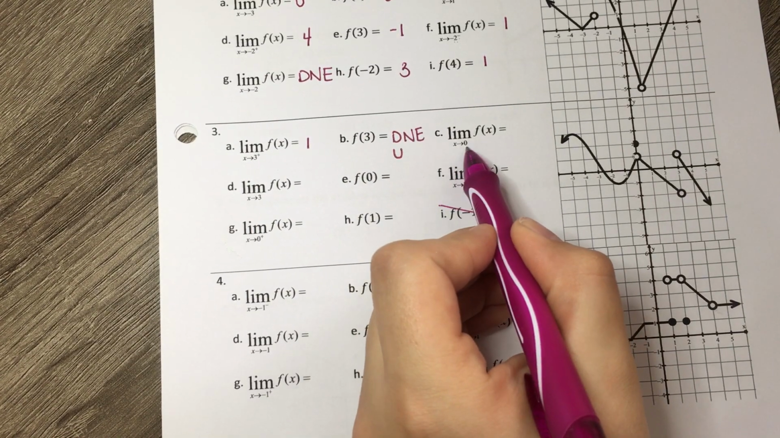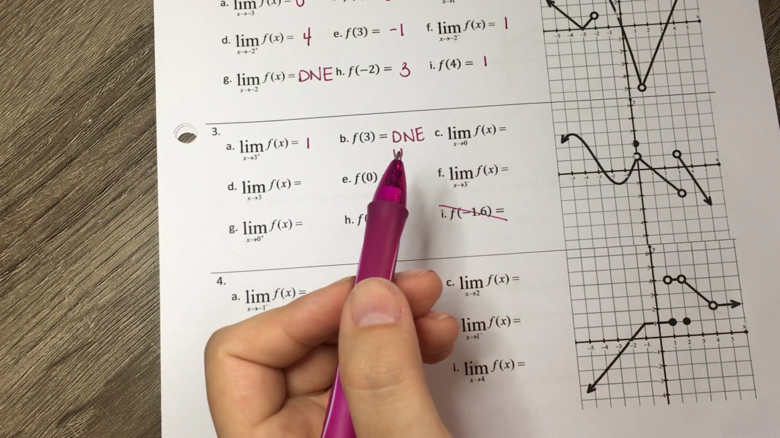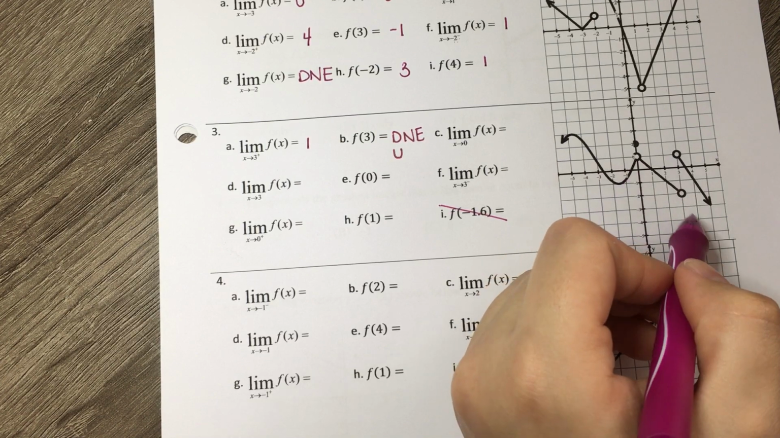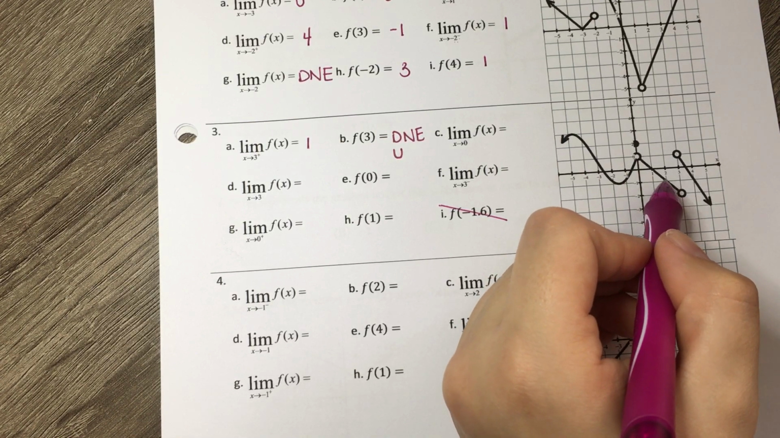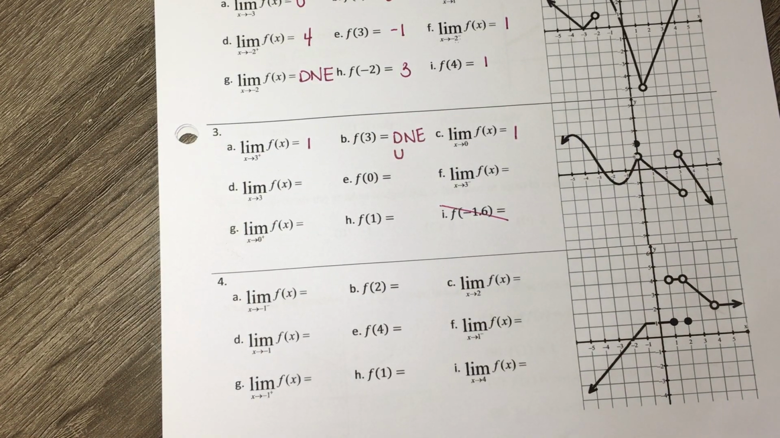All right, and then now the limit as x approaches 0, once again, we don't have a minus or plus, so I do have to do from both sides. So as I approach 0 from the left, I get 1. As I approach the x value 0 from the right, I get 1.